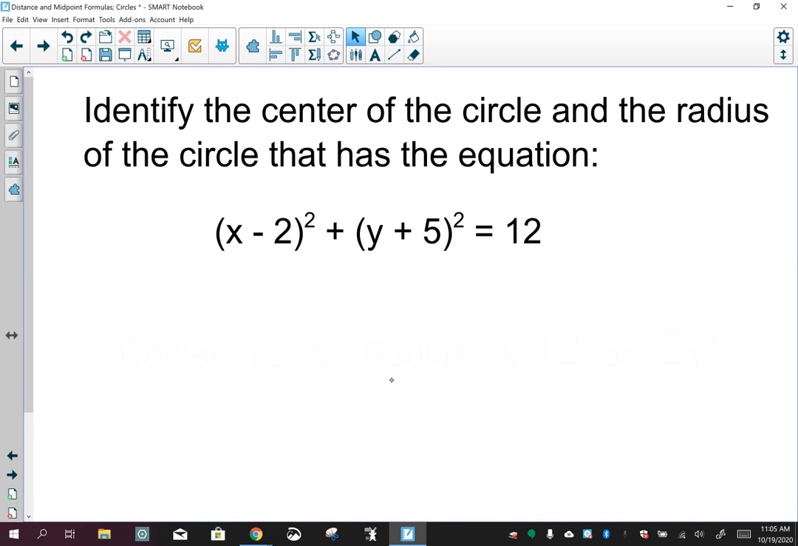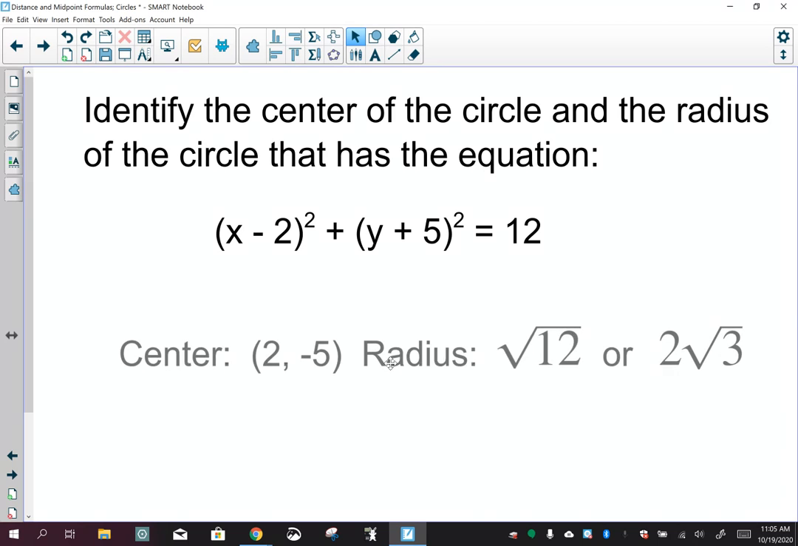All right, welcome back. So let's see how you did. If you did everything correctly, you flip the signs for the center. Notice my radius here is the square root of 12. Well, I can't keep it like that because I have 4 times 3, and that turns it into 2 square roots of 3.